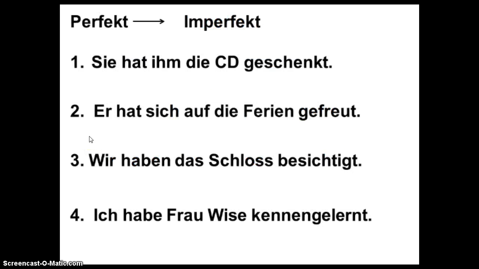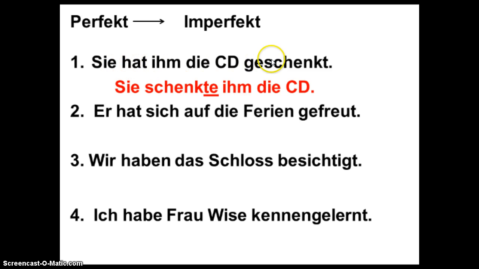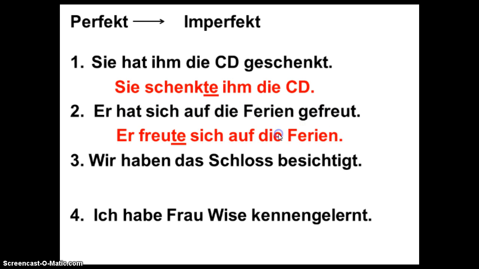To practice, it's good to take a sentence that's already in the perfect, already in the past, and try to put it in imperfect. This first one, sie hat ihm die CD geschenkt, if we were to write that in imperfect, we would say, sie schenkte ihm die CD. That's the difference between saying she has given him a CD versus she gave him a CD. Number 2, er hat sich auf die Ferien gefreut. In imperfect would be er freute sich auf die Ferien. Not he has looked forward to, but he looked forward to.